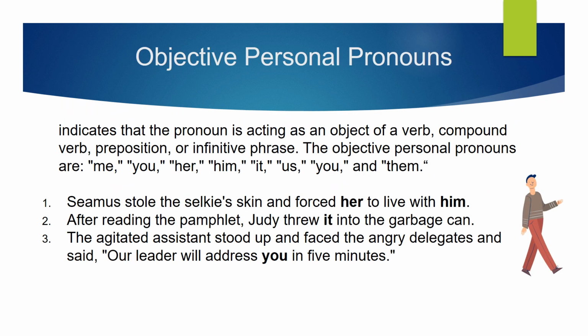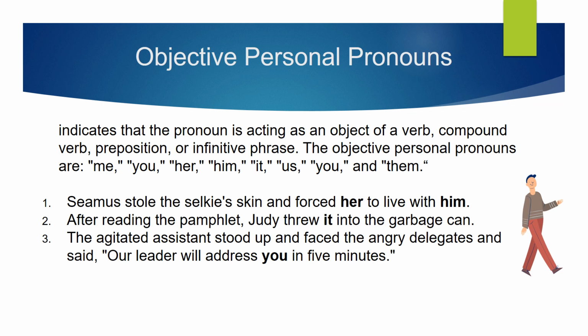The second is the objective personal pronoun. These personal pronouns indicate that the pronoun is acting as an object of a verb, compound verb, preposition, or infinitive phrase. The objective personal pronouns are me, you, her, him, it, us, you, and them.